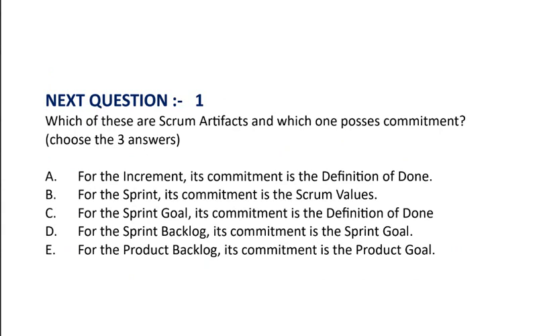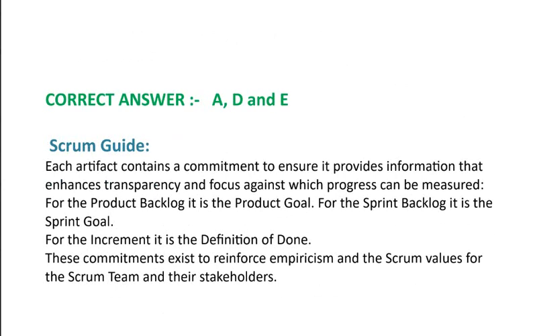Question is, which of these are Scrum artifacts and which one poses commitment? Choose three options. Option A, for the increment, its commitment is the definition of done. Option B, for the sprint, its commitment is the Scrum values. Option C, for the sprint goal, its commitment is the definition of done. Option D, for the sprint backlog, its commitment is the sprint goal. Option E, for the product backlog, its commitment is the product goal. Correct answer is option A, D, and option E.